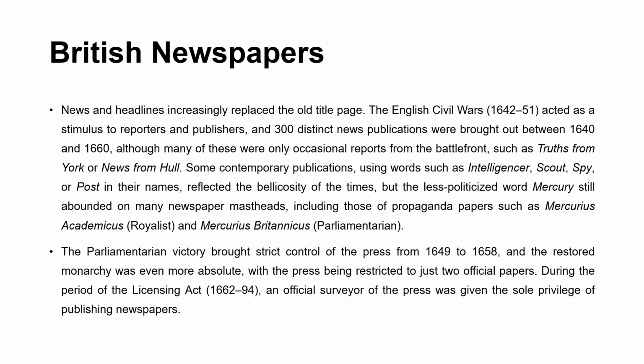The parliamentarian victory brought strict control of the press from 1649 to 1658, and the restored monarchy was even more absolute, with the press being restricted to just two official papers. During the period of the Licensing Act, from 1662 to 1694, an official surveyor of the press was given the sole privilege to publish a newspaper.